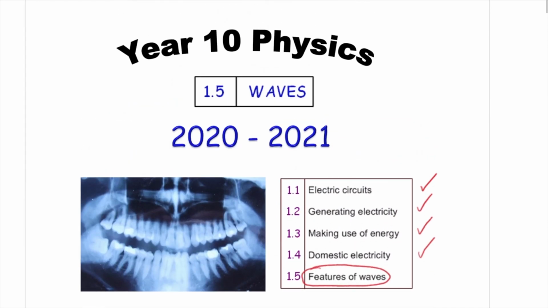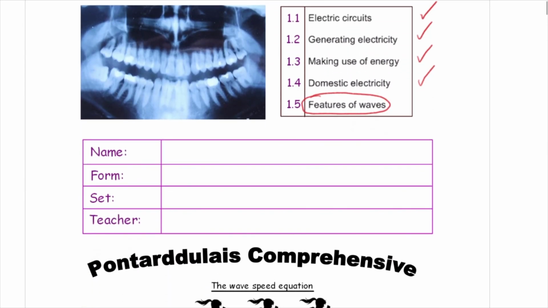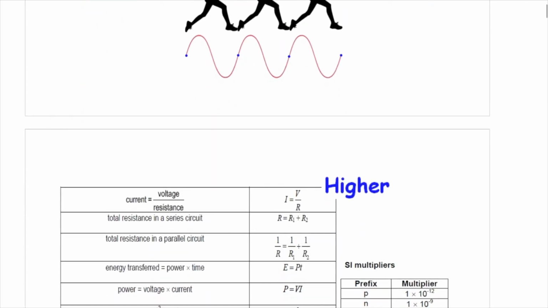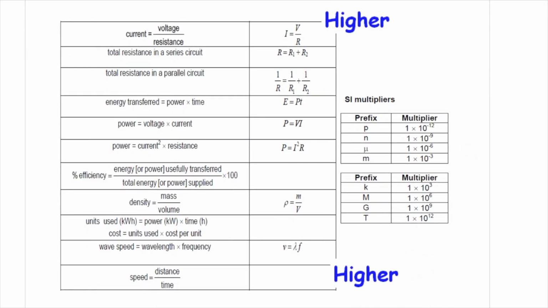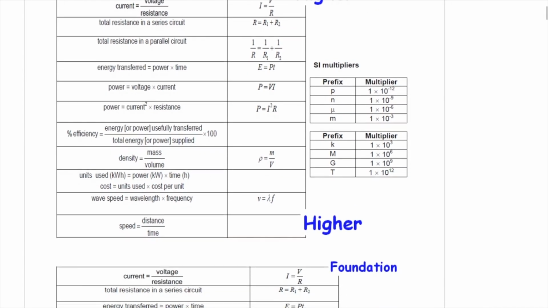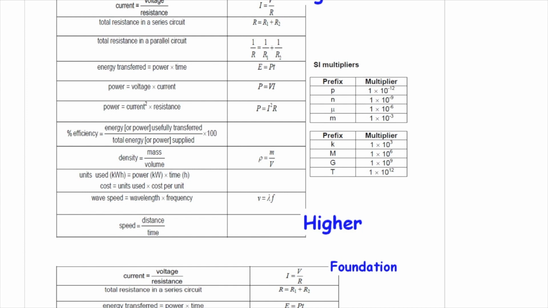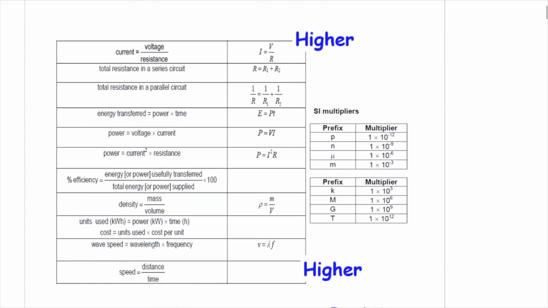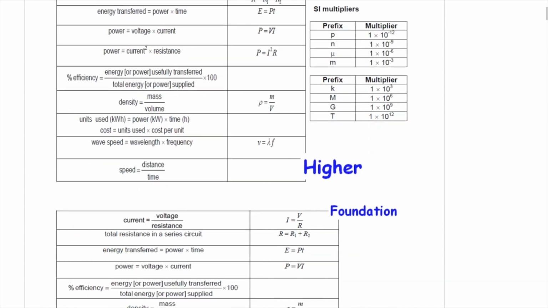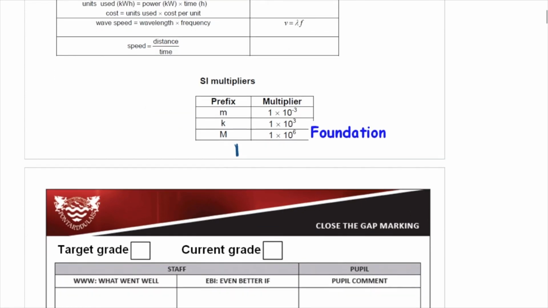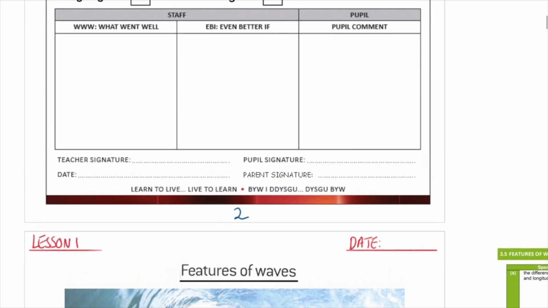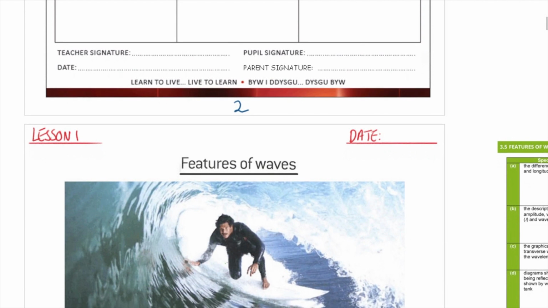So this is the front of your booklet. Please make sure you fill in your name, form, set and teacher. As usual, page 1 is what you would see in the inside front cover of your examination paper. It's two parts to it. You have the equations on the left and the SI multipliers on the right hand side, both for higher and foundation. Page 2 is for the close the gap feedback from your teachers.